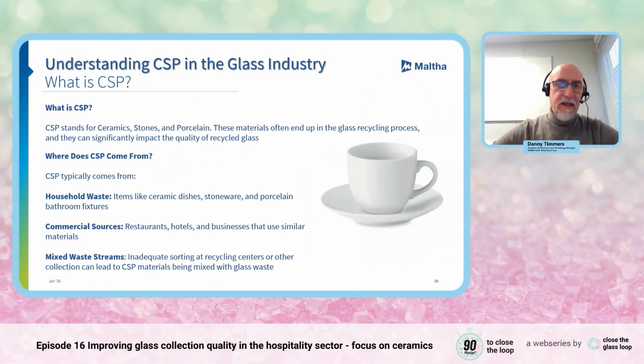Start with the first one. This is already explained, but I'm going to repeat myself. So CSP stands for ceramics, stones, and porcelain. Now, stones, I think at this point is not really interesting. So we're looking at ceramics and porcelain because those are the things that we do find in our input materials. Where does it come from?